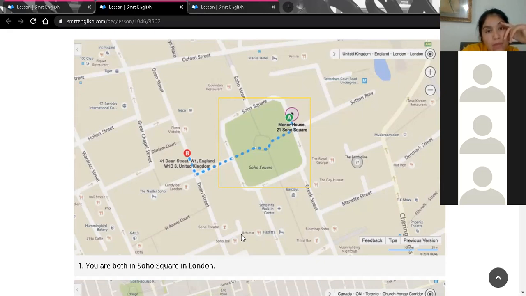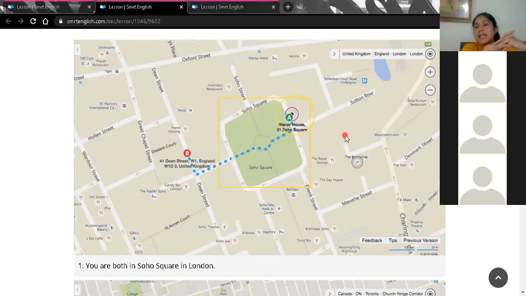Excuse me, I'm looking for Oxford Street. You're looking for Oxford Street. Okay, so we are here. Here's where we are. It's very close from here. Walk down this street for one block, and it's in front of you. Oxford Street. Okay, thank you. You're welcome.